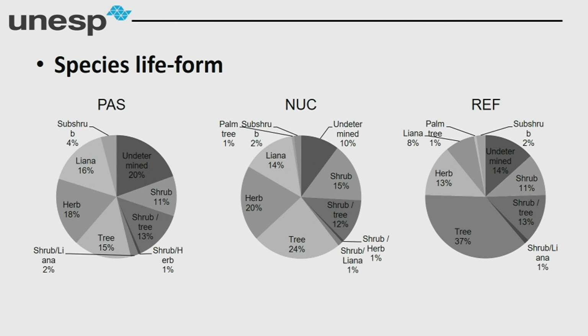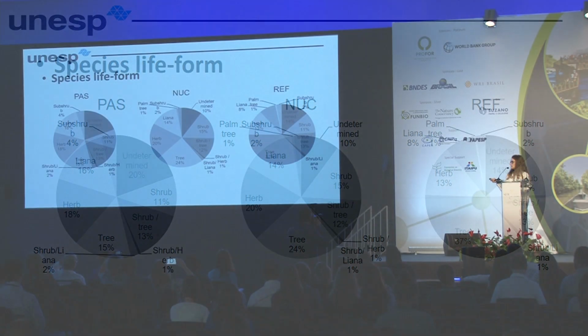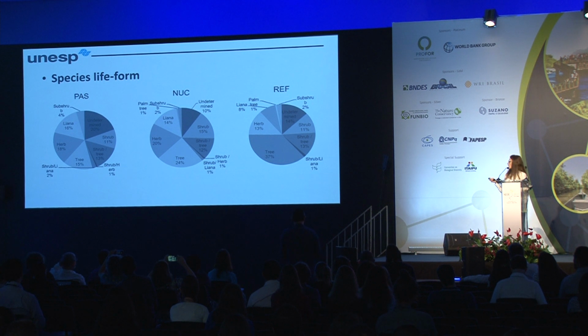Some of the results. So we also classified all the species found by life form. And here we can see, in passive restoration, most of the species were herbs, followed by lianas, and then trees. In nucleation, we had most of the species as trees, followed by herbs, and then shrubs. In reforestation plots, we had most of the species as trees, followed by shrub trees, and then herbs.